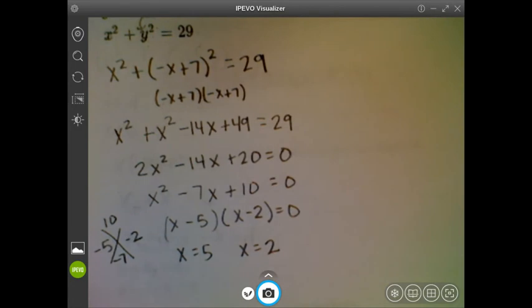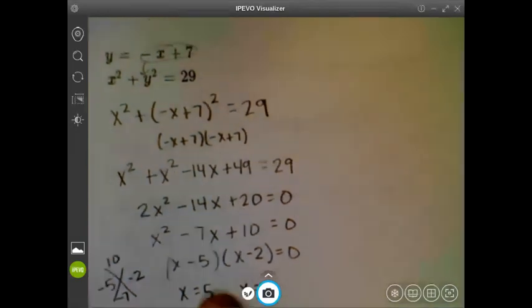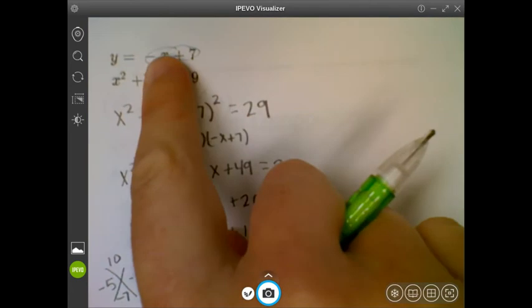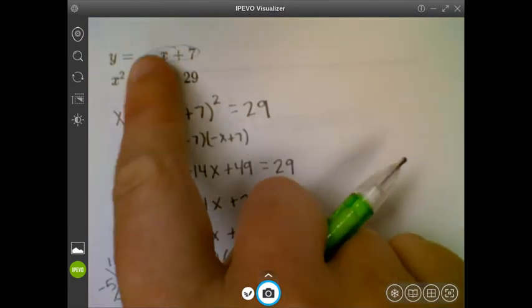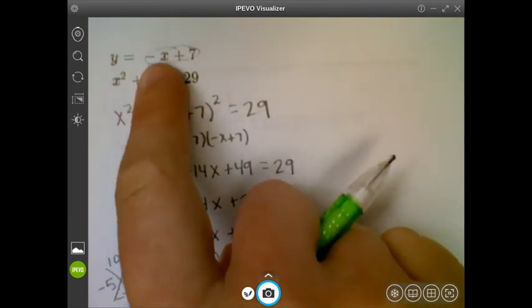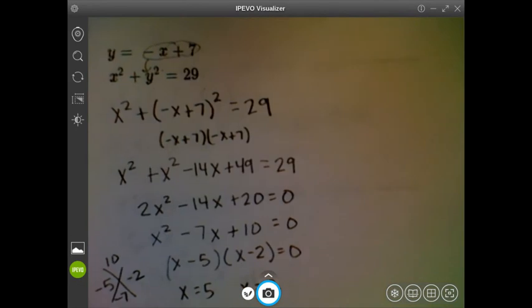All right, and believe it or not, we're not done because we only know half of our solution. We only know the x's. So we have to go back and find the y's. So you're going to take these x's, plug them in for either equation. I would pick the first one and solve for y.